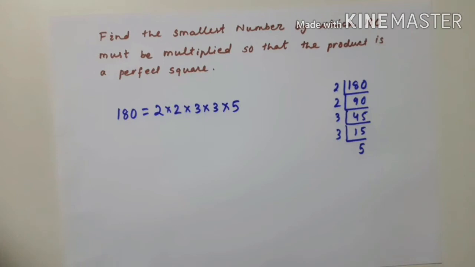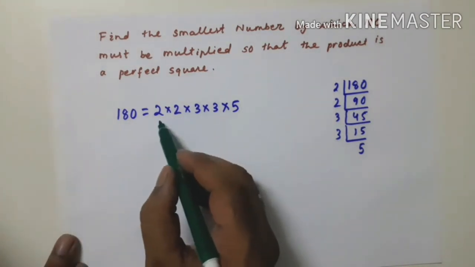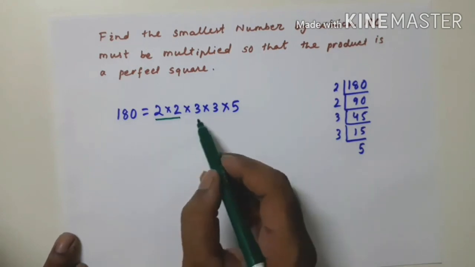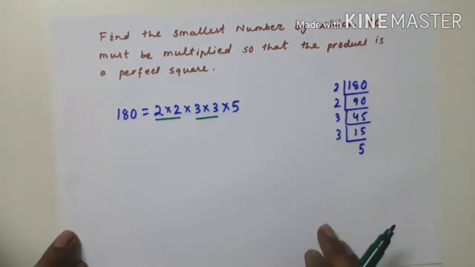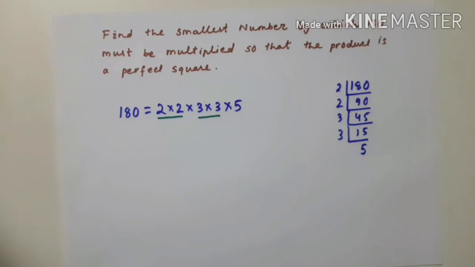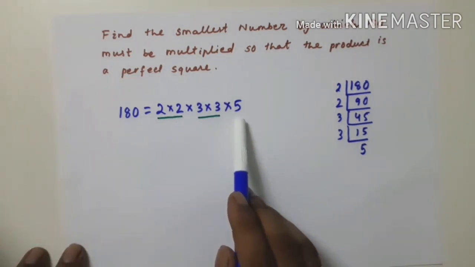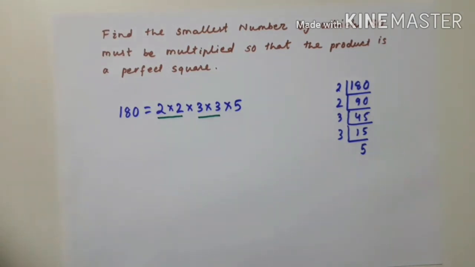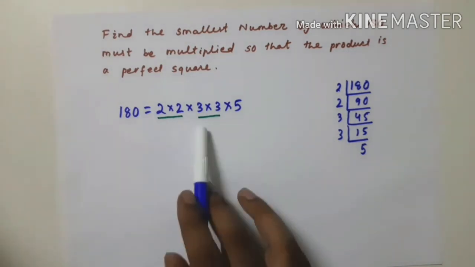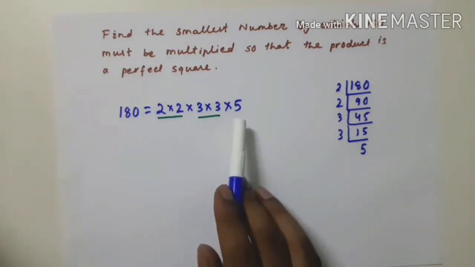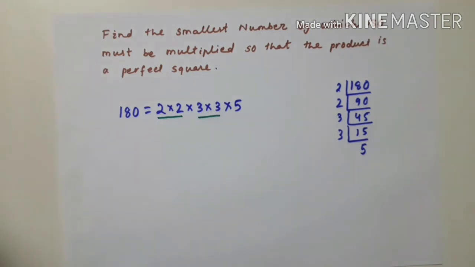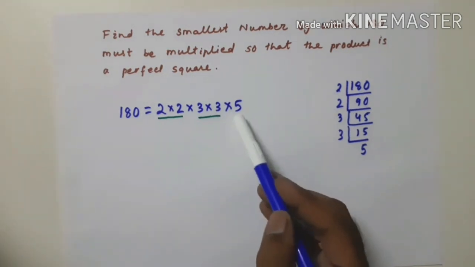So after that we will group them. Now you can see here 2 into 2, this forms one paired group. 3 into 3, that is another paired group. So we find here that there are only 2 pairs and one number is single. So here we know that to become a perfect square we should get only paired groups. We should not get anything left out. So for this we need a pair.